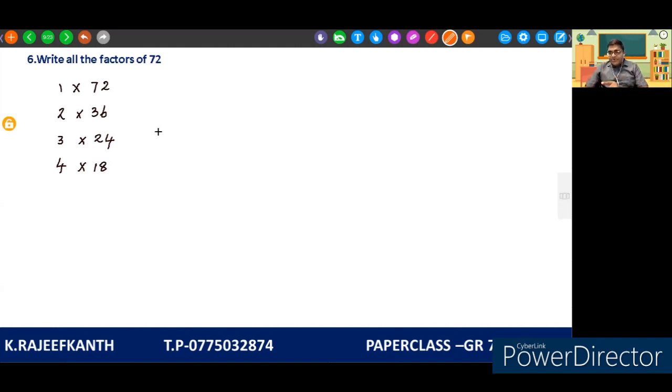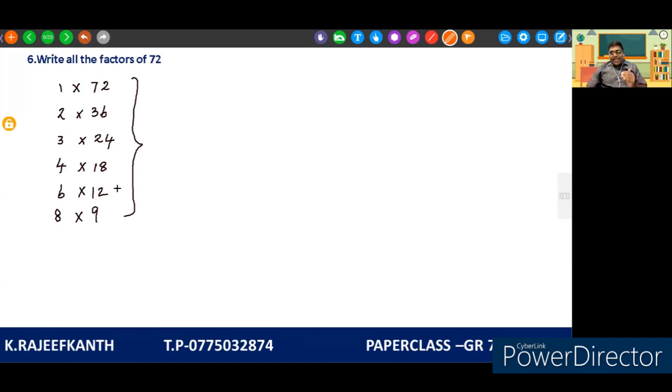1 into 72 is also 72. 2 times 36 is also 72. 3 times 24. 4 times 18. 5, we can't divide 72 by 5, no? Then 6. 6 times 12 is also 72. We can't divide by 7. Then 8. 8 times 9 is also 72. So we can write this 72 as a product of 2 numbers. So in this way, we can express this 72.